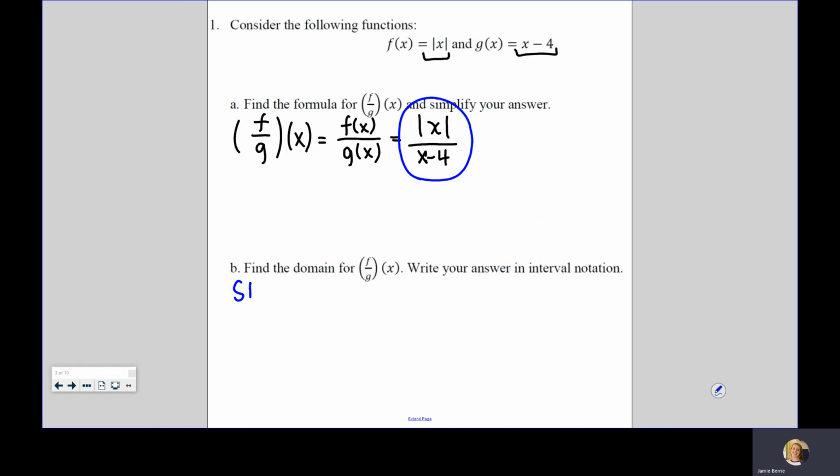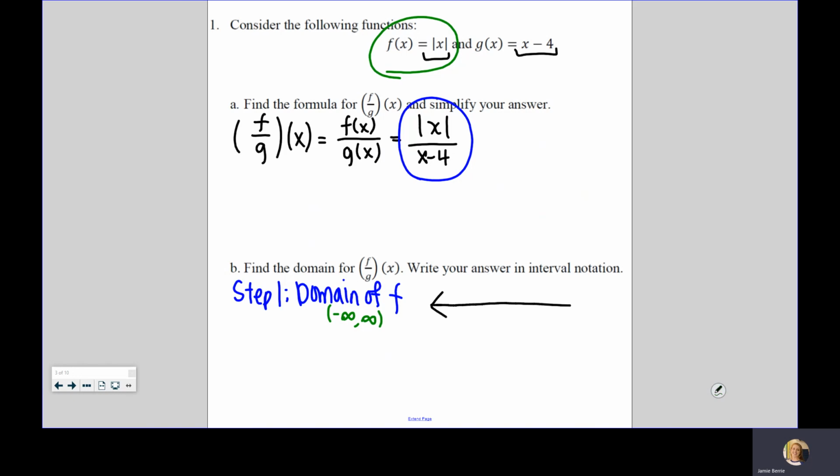So step 1 was find the domain of f, and then graph it on the number line. So let's look up here at f of x. It's not a fraction, it's not a radical, so the domain's all real numbers. All right, so let's graph that on the number line. We're just going to show you the whole thing.